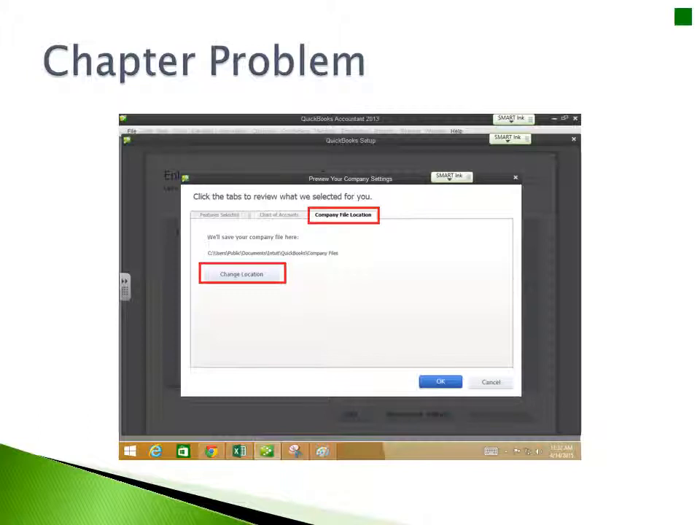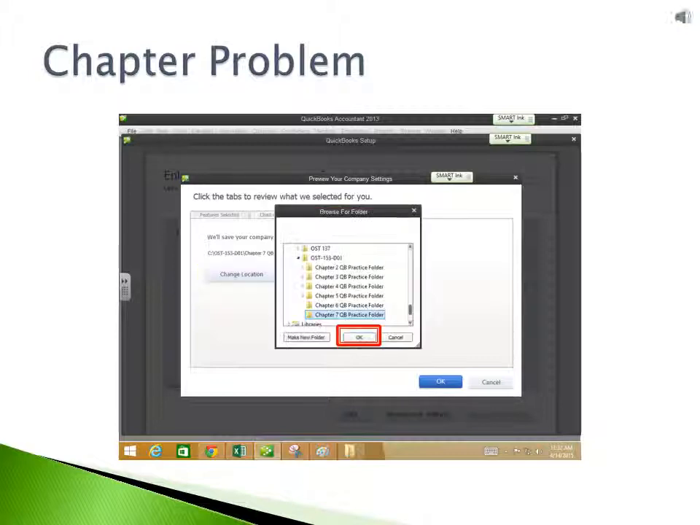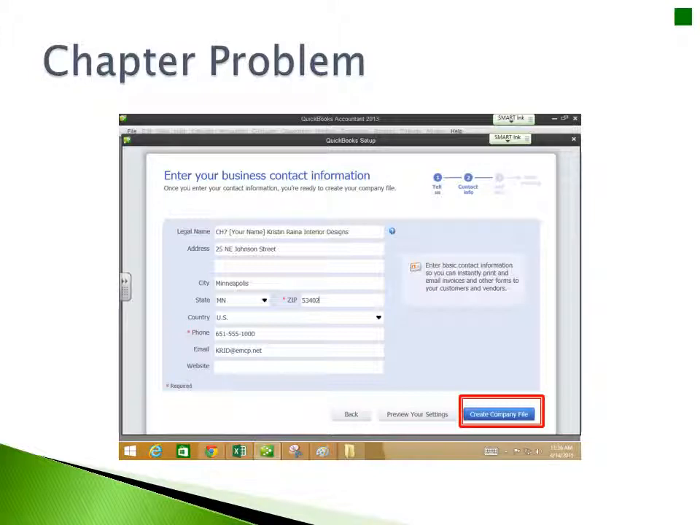At the Preview Your Company Settings dialog box, click the Company File Location tab, then click Change Location. The Browse for Folder window opens. Choose your Chapter 7 Practice folder and click OK. You are returned to the Enter Your Business Contact Information page. Click the Create Company File button. The company file, CH7, your name, Kristen Reyna, Interior Designs, is saved in your Chapter 7 Practice folder.